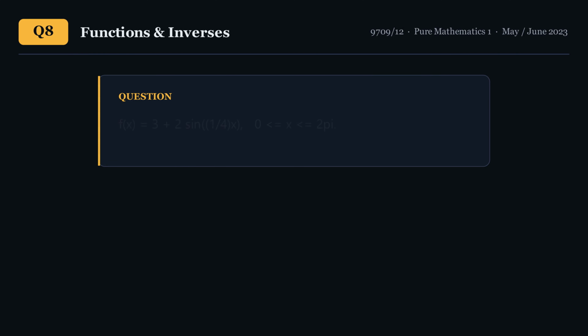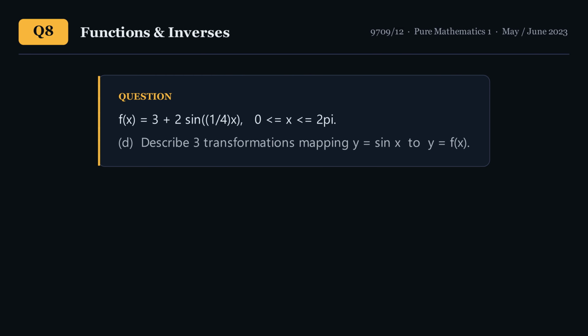f of x equals 3 plus 2 sine 1/4 x. Part D. Describe 3 transformations mapping y equals sine x to y equals f of x.